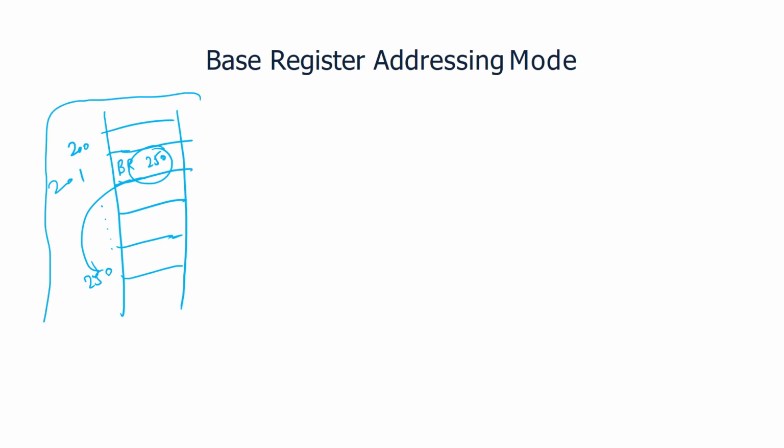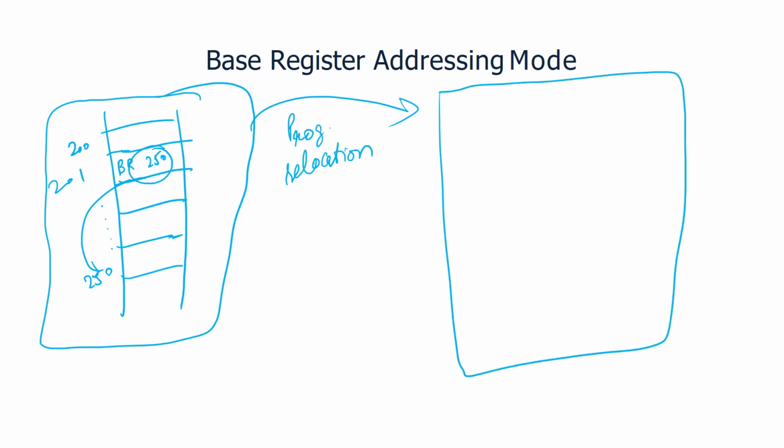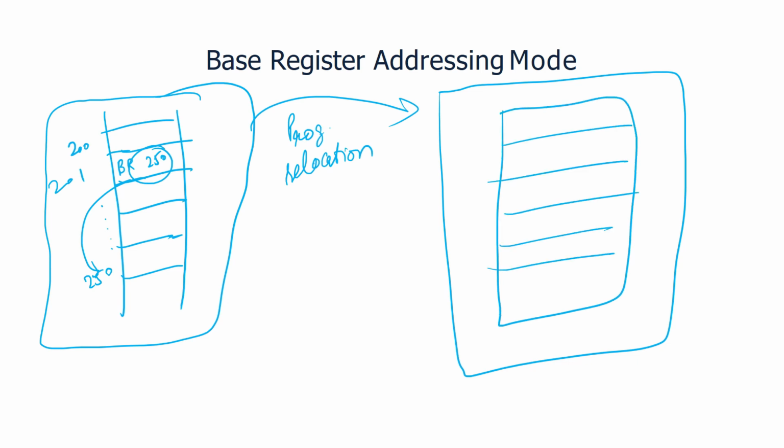Now we want to shift this program. Now we want to do the program relocation. And we bring this program somewhere here, where the program has the starting address as 300. Now because we copied that program, it will have this statement here. So this will take us not to 350, where we actually wanted to go, but somewhere here.